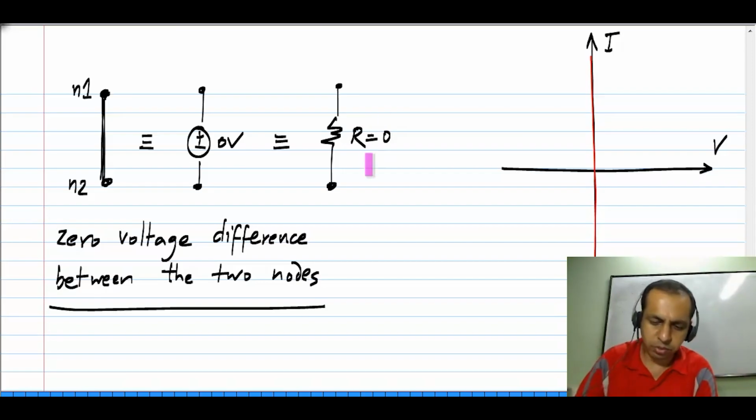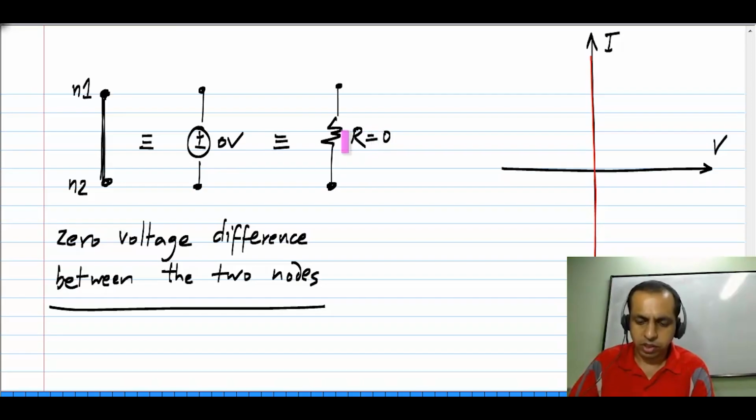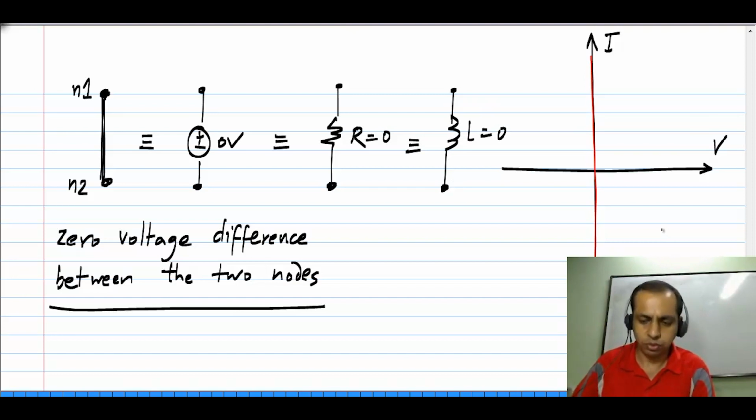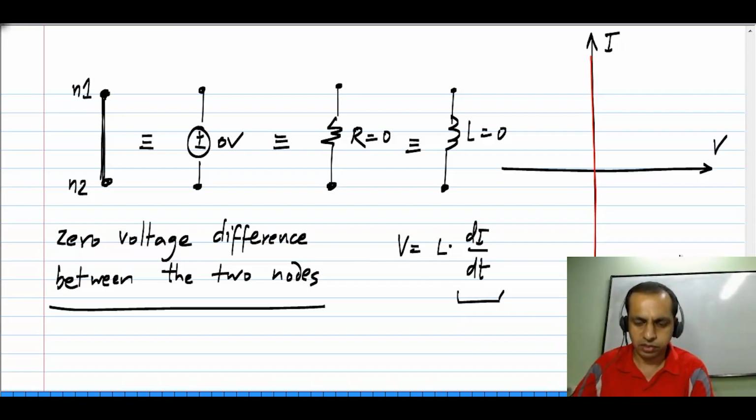Obviously you know that if R is 0, then from V equals IR, V will always be equal to 0. So these are all equivalent concepts to having a short circuit between these two nodes. That's why I brought up this thing in the first place. Now similarly, you can also think of this as zero inductance between two nodes, because we know that V is L times the time derivative of I. This means that for any finite value of the time derivative, the voltage will still be 0.